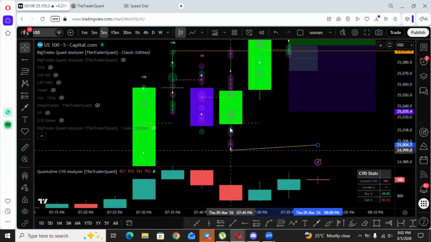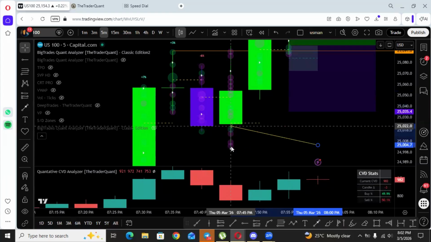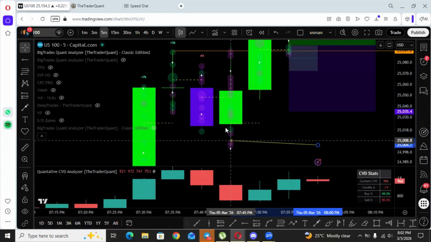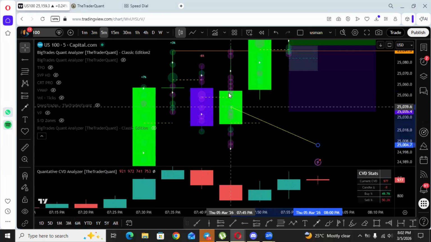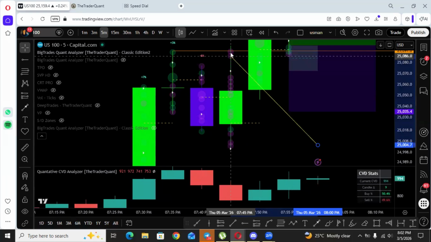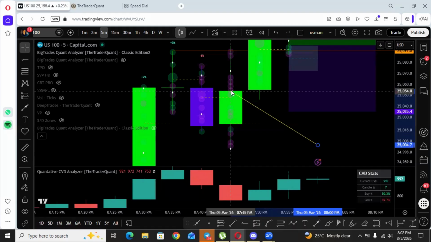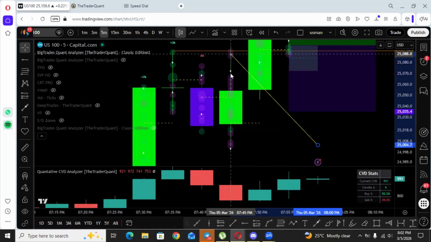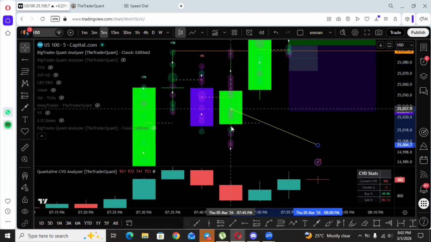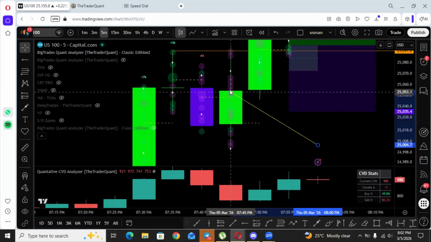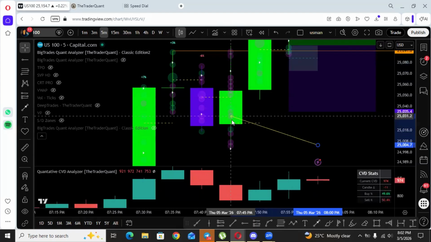It means sellers are absorbed at this level, and buyers ultimately push the prices up from here. And then what happened again at this point? Sellers again try to push the prices down until this area. Buyers were absorbed at this level, but they ultimately closed the prices from this to this and showed a good follow through to their aggression.